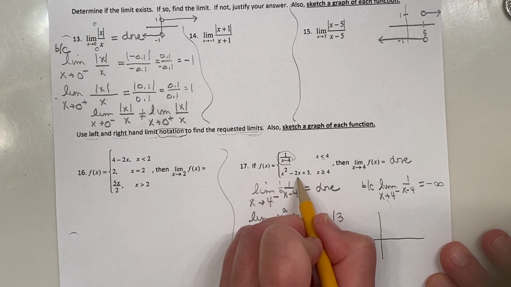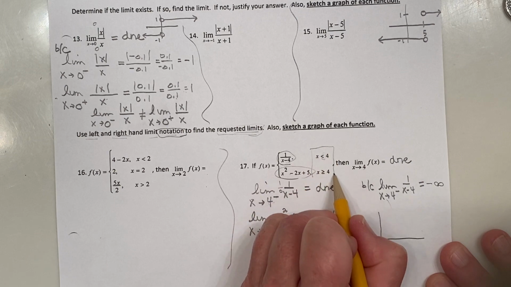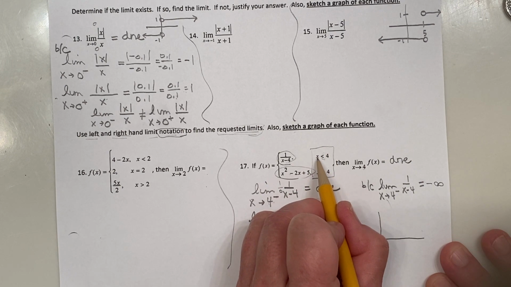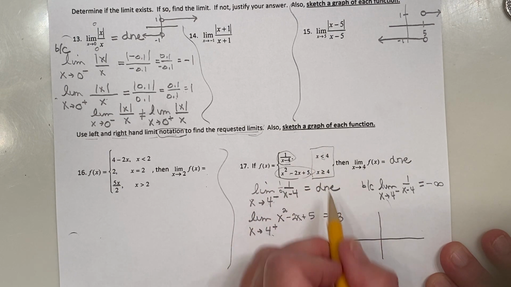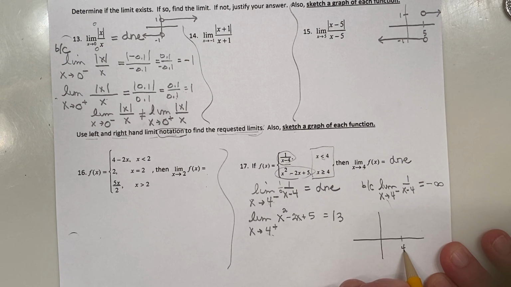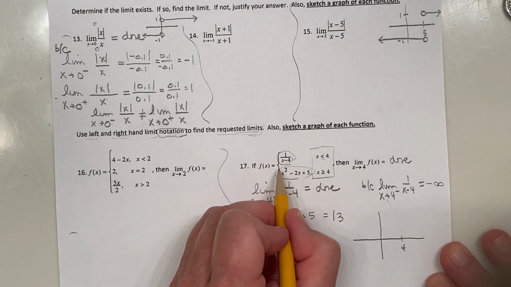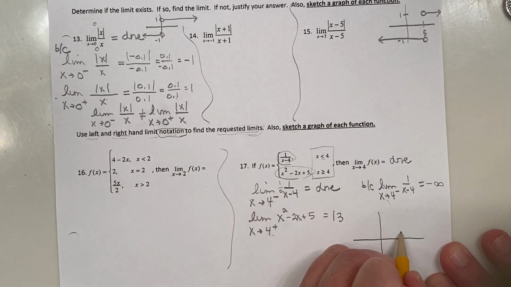If I'm graphing this piecewise function, I really want to focus on my restrictions on x. I have a break on my graph at x equals 4, so I'm going to put 4 here. I do know that when x is 4, I have a vertical asymptote.